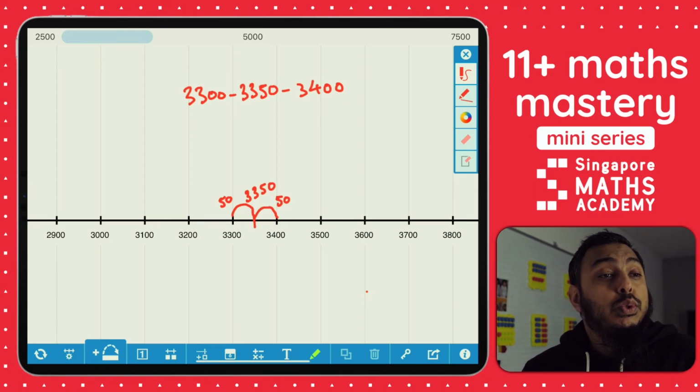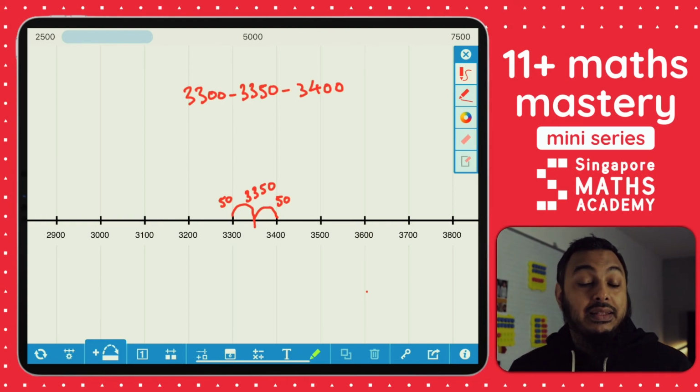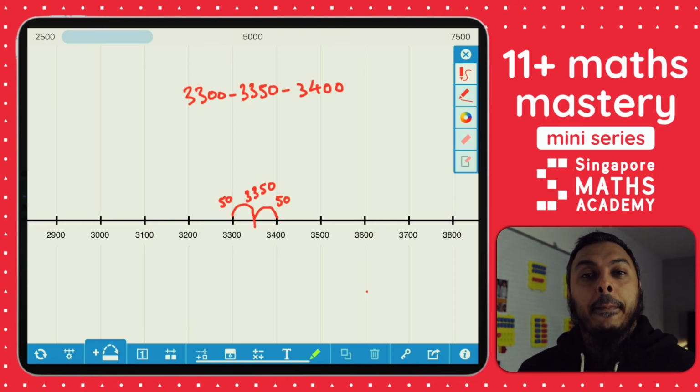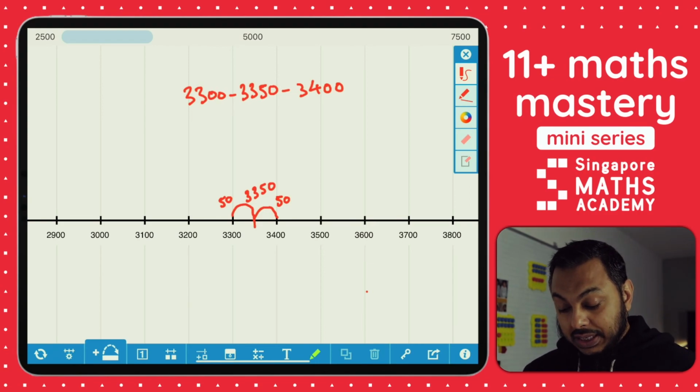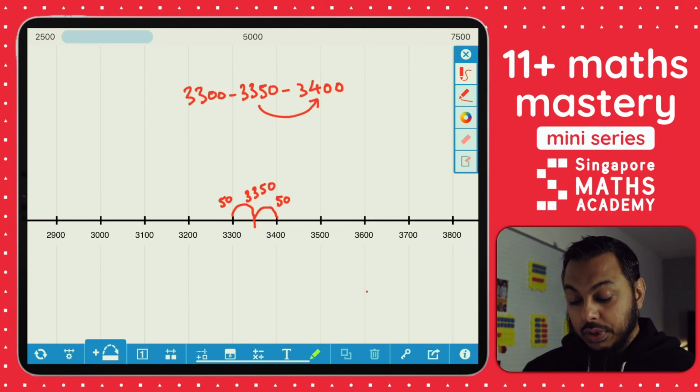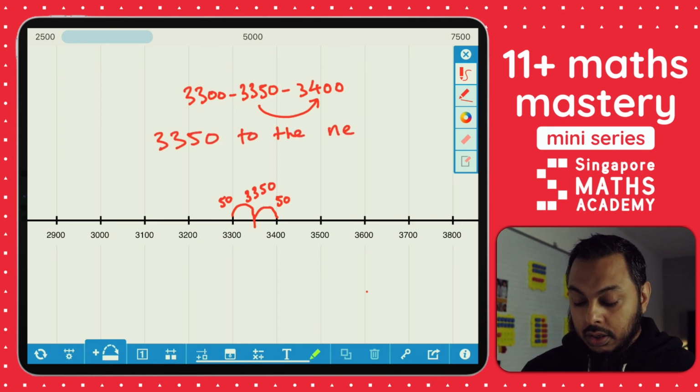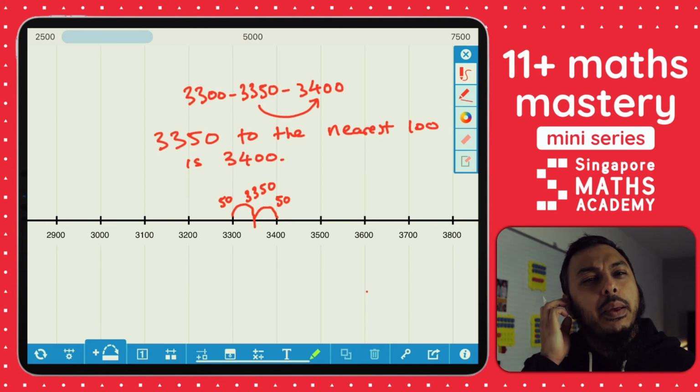So what do we do here when this happens, when it's right in the middle? We talked about this in this video, in one of the last examples. And we said that whenever we are right in the middle, we have to round up. So in this case, we're going to round up to 3,400. So 3,350 to the nearest 100 is 3,400. That makes sense, class?